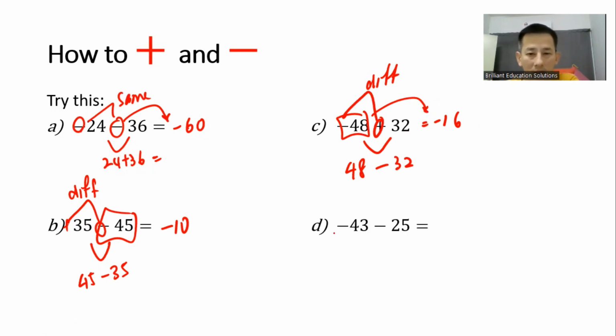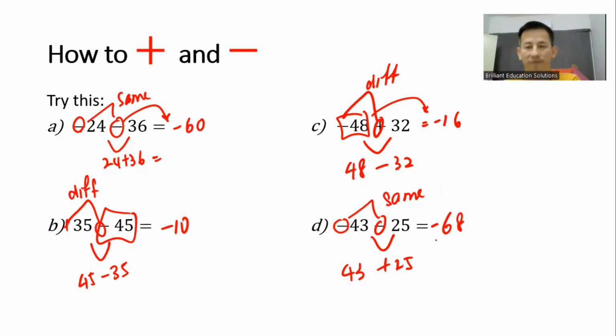Now let's try this. So minus minus is same sign. So these two you plus: 43 plus 25 will give you 68. And the sign is negative.